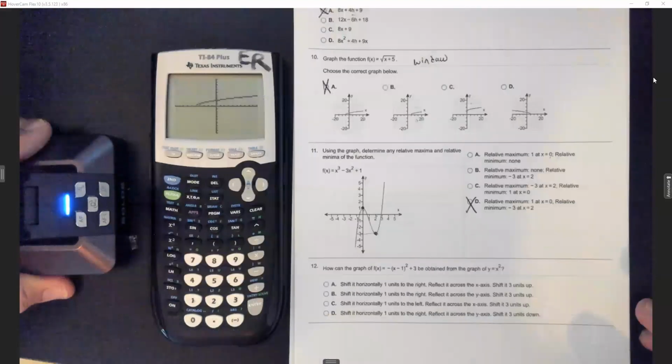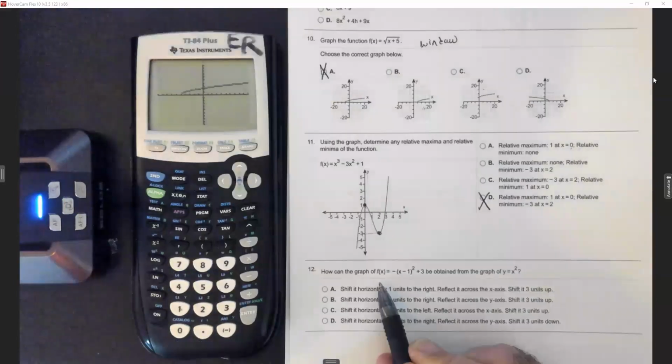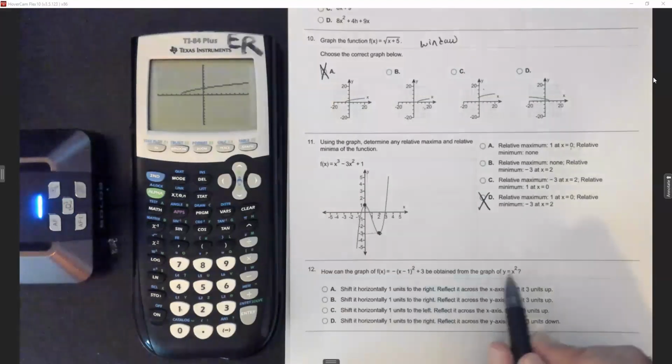All right, let me zoom in so we can read that a little better. How can the graph of f of x equals negative x minus 1 squared plus 3 be obtained from the graph of y equals x squared?